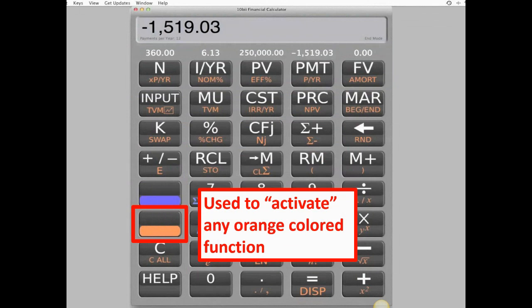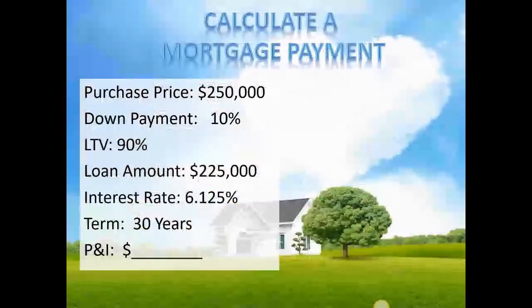For example, under the C key, there's a C space all, A-L-L, and it's orange. That stands for clear all. It clears everything out of the calculator. If you wanted to use that, you'd press the orange key first, then press the C all. That's how you use that.